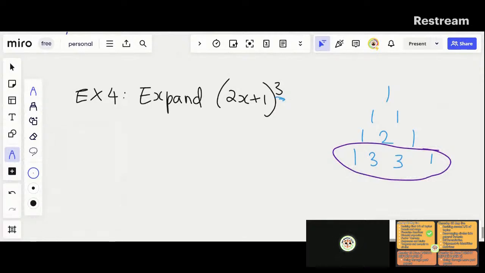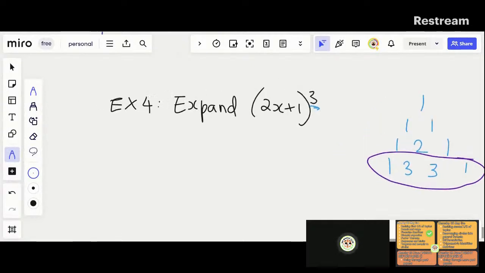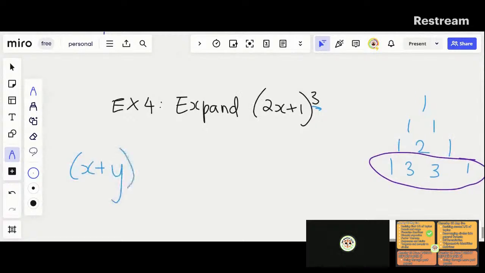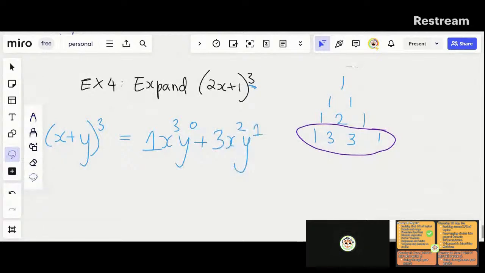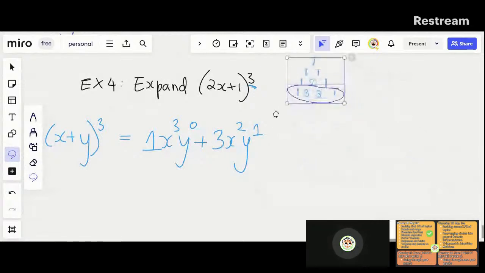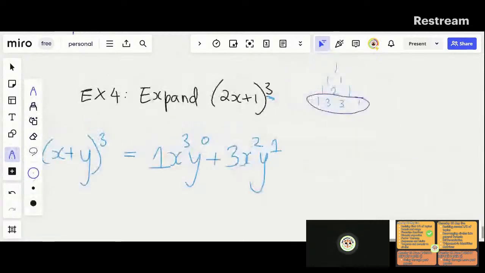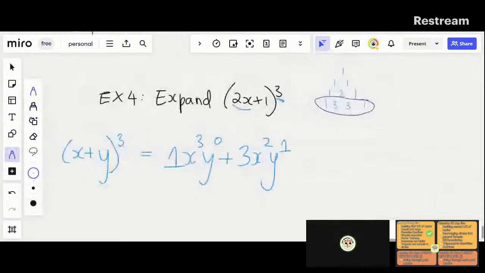What might help is if you start by expanding just for x plus y cubed. So our first power is 1, x cubed, y starts off as 0, and then you've got the next coefficient, 3, x squared y to the 1. Because what we're doing is expanding it for these values first, and then we're going to replace the x and the y with 2x and 1. So then you have 3x to the 1 y squared plus 1x to the 0 y cubed.